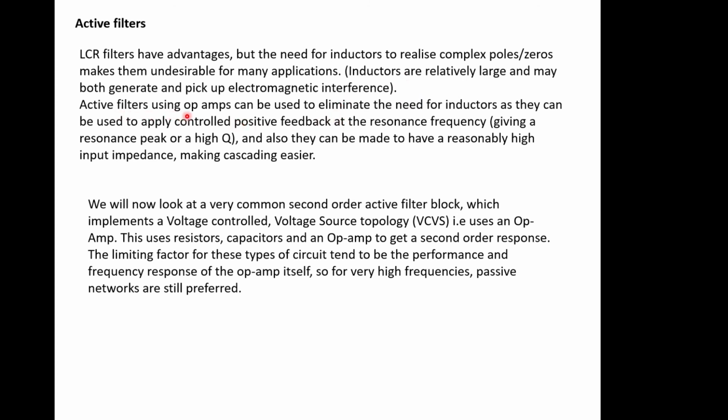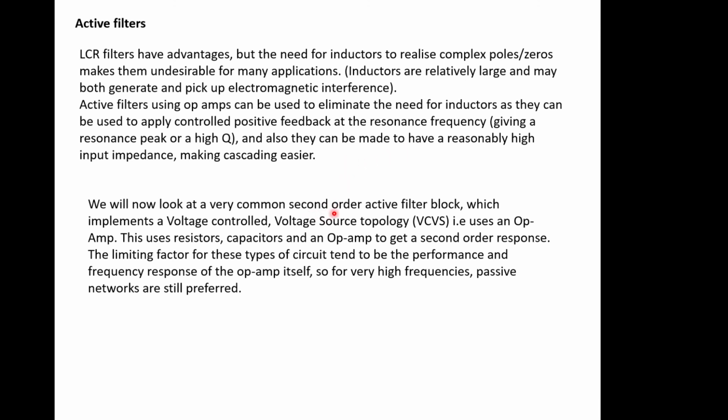So active filters using op-amps can be used to eliminate the need for inductors. Complexity usually comes into circuits because people want to make them cheaper. It all boils down to cost at the end of the day, because you're going to make these things and sell them. Okay, so they replace inductors because they can be used to apply controlled positive feedback at the resonance frequency, which gives a sort of an artificial peak or a Q. And they can be made to have high impedances as well, which means that you can cascade things much easier.